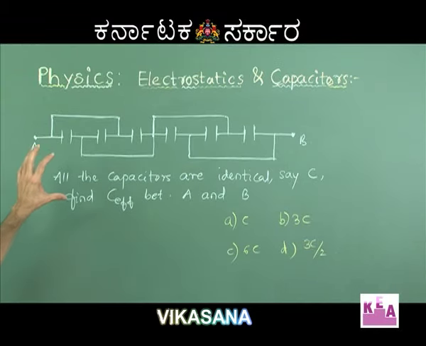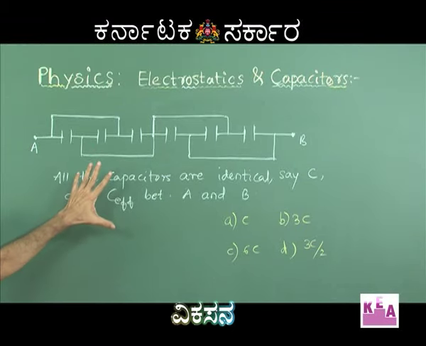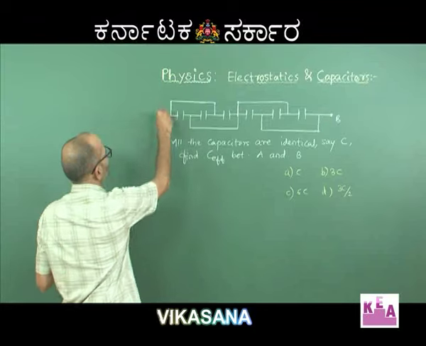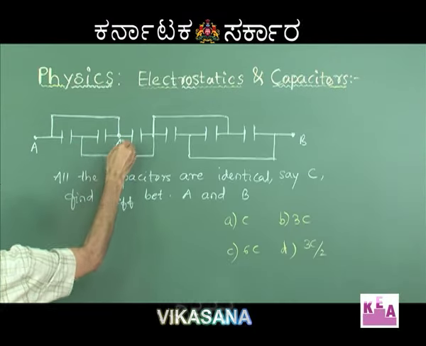So, there is a special method which I am going to adopt in this particular problem, which you can remember and carry forward. What is that? See, if this point is A, I can call this point also as A.